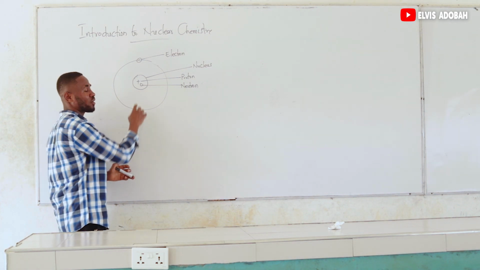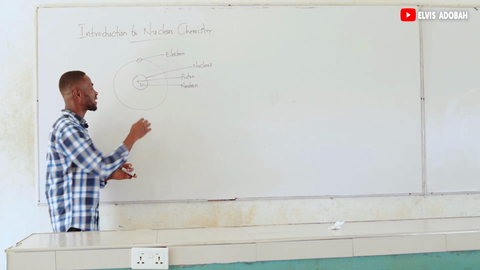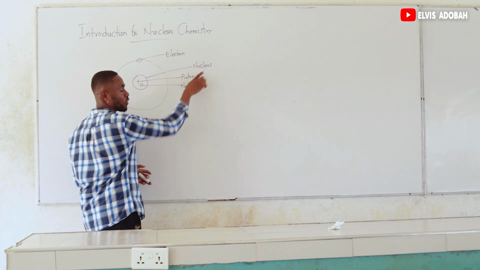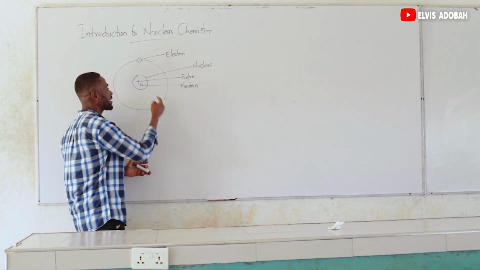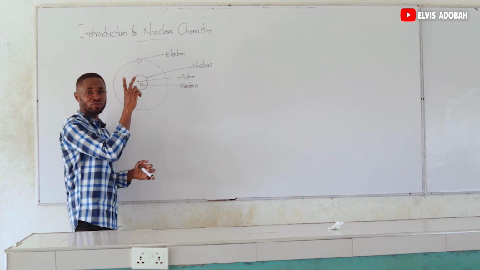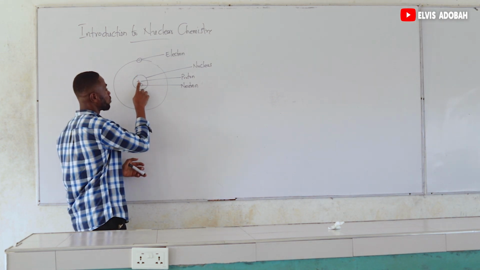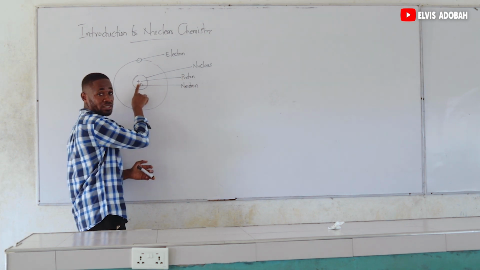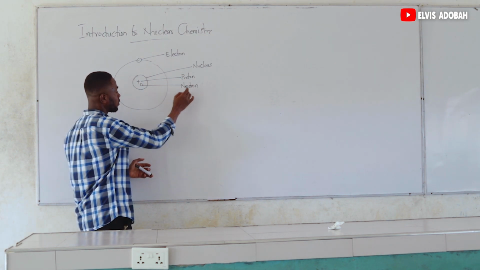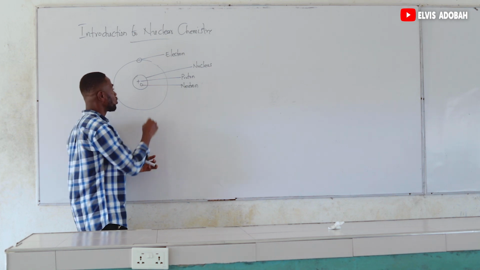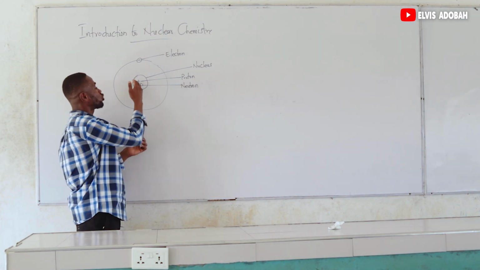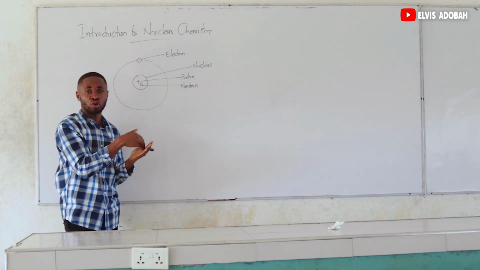From this structure, we can see that the atom is made up of a central part, which we call the nucleus. This central part contains two elementary particles. One is called the proton, which is positively charged, and I'm representing it with the plus sign. And the other one is the neutron, which has no charge, so I'm representing it with a 0. These two particles are found in the nucleus of an atom.